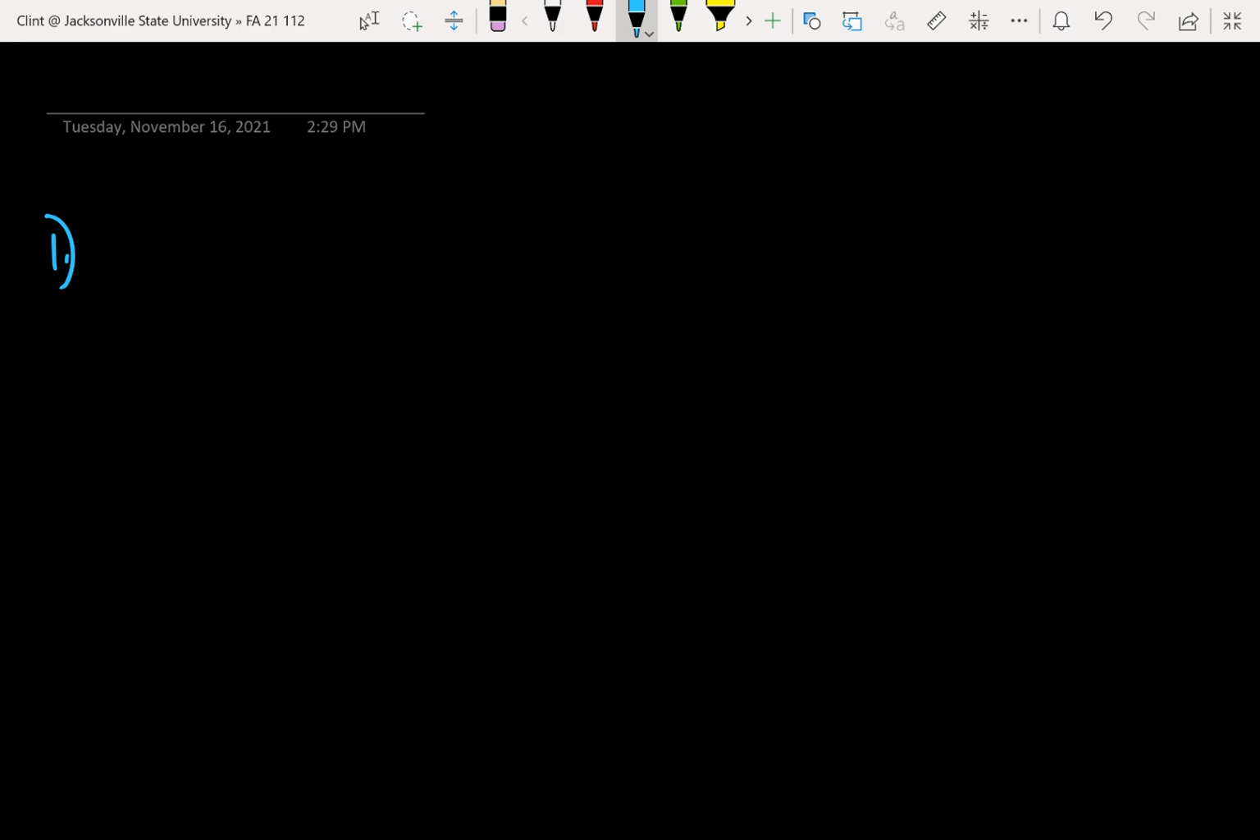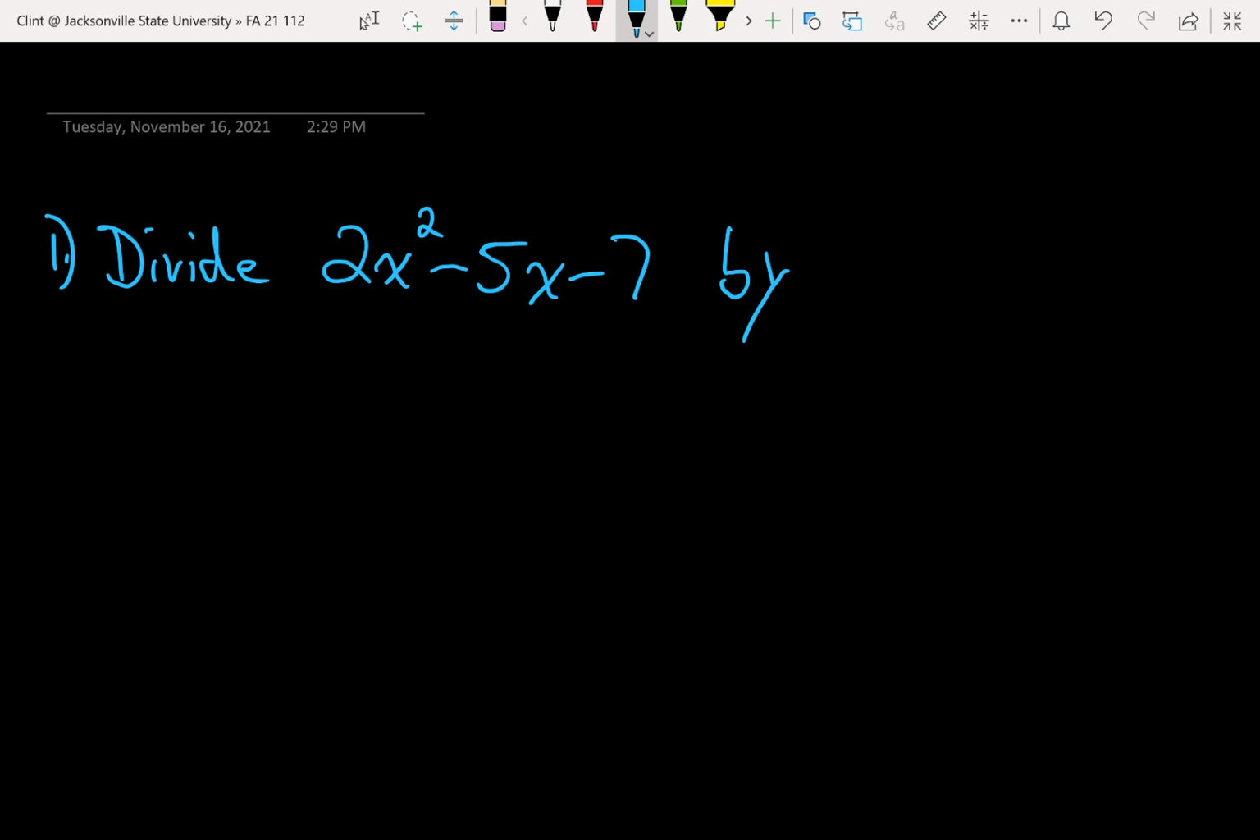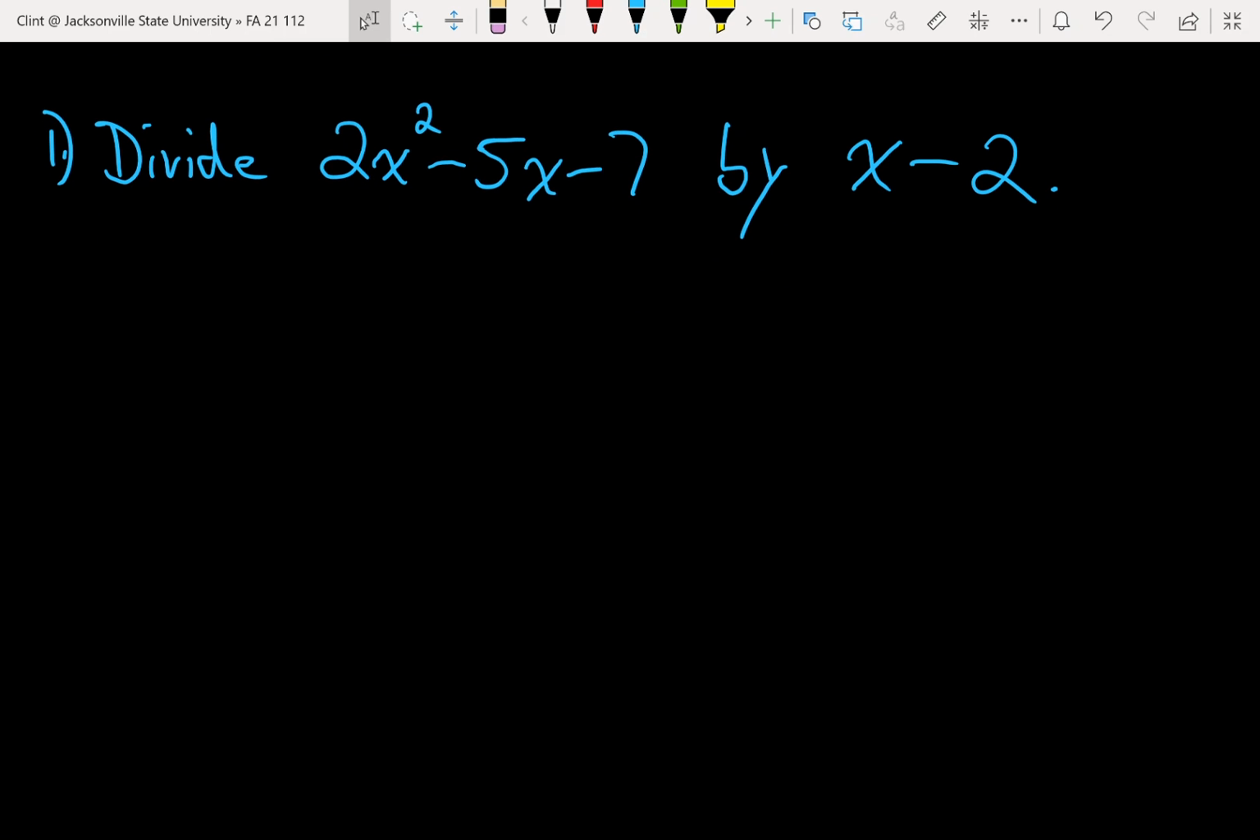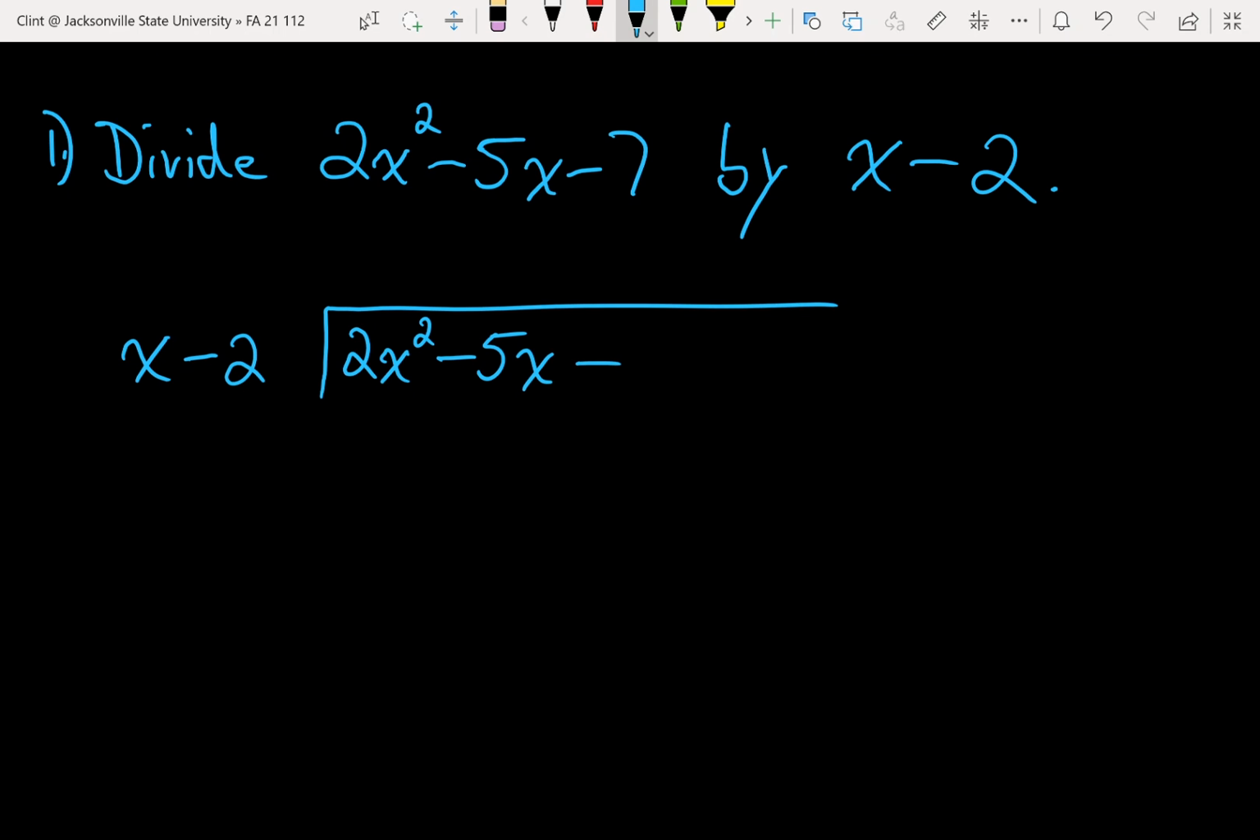So this one, we're going to divide (2x squared minus 5x minus 7) by x minus 2. So if we're going to do long division, we'll put the x minus 2 out in front. You could also do this one with synthetic. And then 2x squared minus 5x minus 7 would be under the little house.